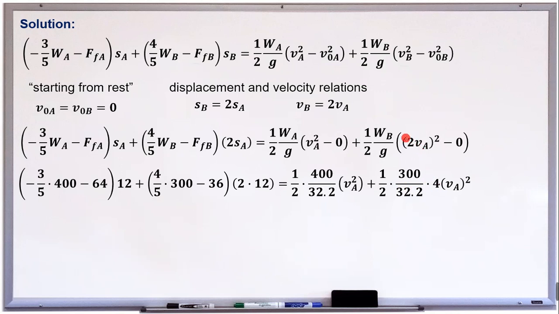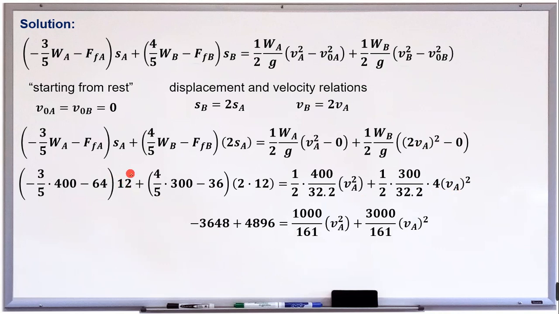So why is it? It's because we have a relation that the velocity of block B is twice that of A. So we have here again, the velocity of B is twice that of A. So we have 2VA squared. If we're going to simplify this, you have 4VA squared.